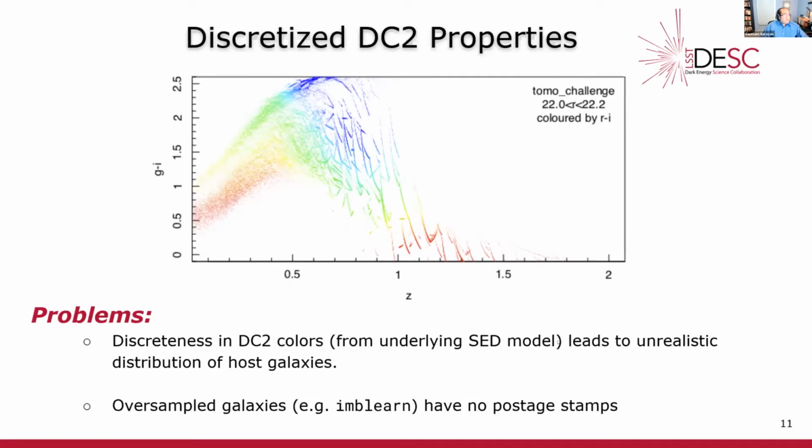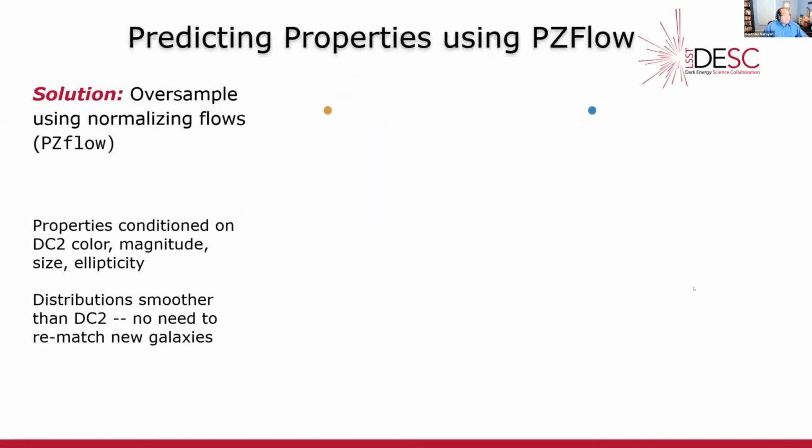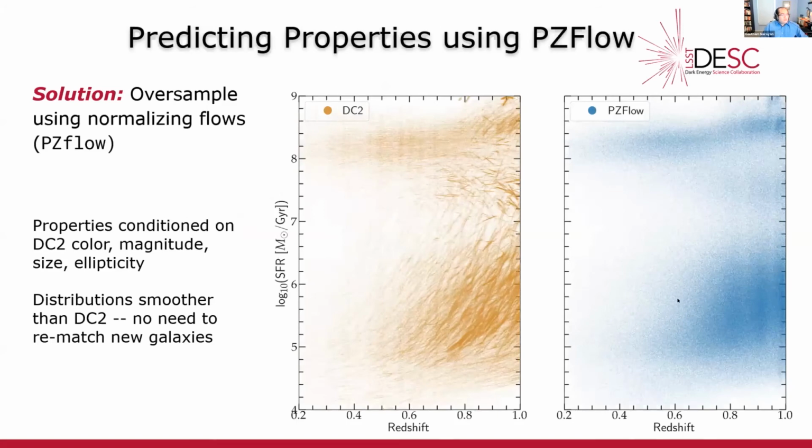You can try to sort this problem out by using imbalanced-learn to oversample, but that doesn't work so well. So instead, what we've been using is normalizing flows to essentially get a conditioned set of properties, replacing the ones that have this discretization, conditioned on properties that do not have discretization, leading to a much more smooth distribution. So in fact, this effort on PLAsTiCC version 2 is also helping improve the DC2 sims themselves.